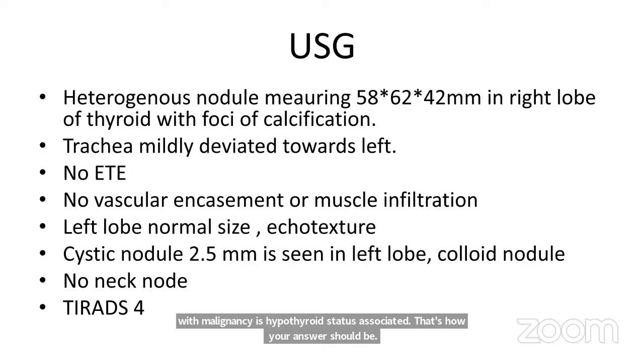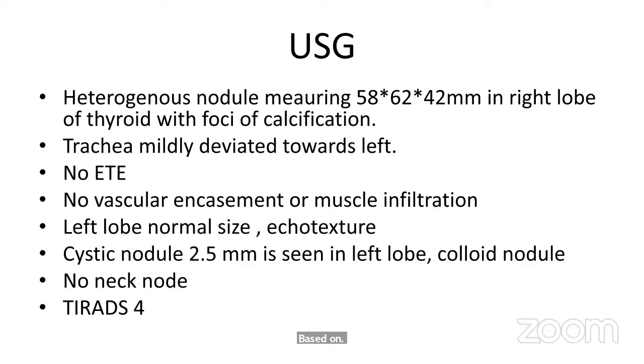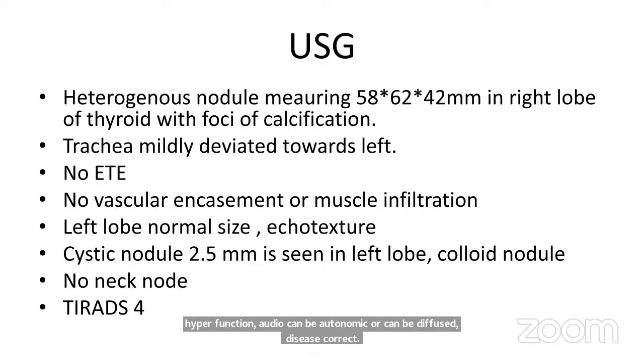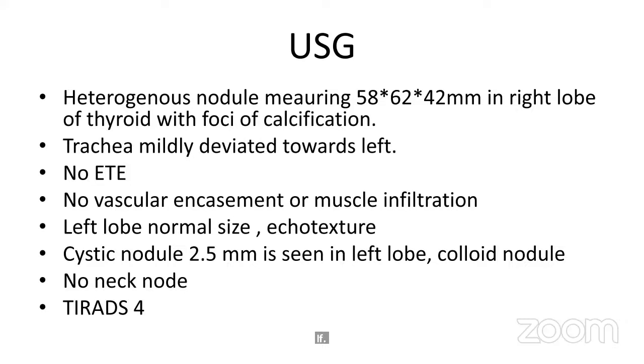Based on the TFT, if my results are euthyroid, this is it. If my results are hypothyroid, this is it. If my results are hyperthyroid, this is it. You have to have that clear definition in your mind. If the nodule is hypothyroid, it has more chances of being malignant as compared to the hyperfunctioning nodule. So a hyperfunctioning nodule can be autonomous or can be diffuse disease, correct? Very true. If you have hypothyroid, you can have autoimmune Hashimoto's also. Or what else can you have?